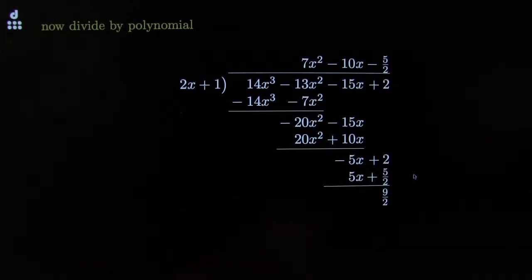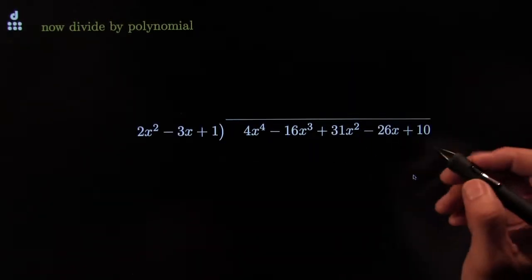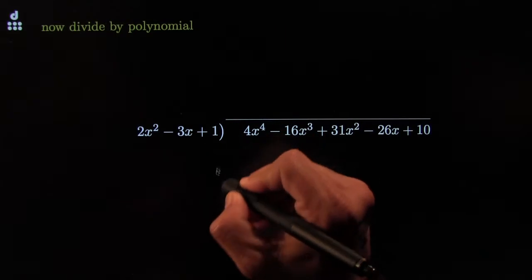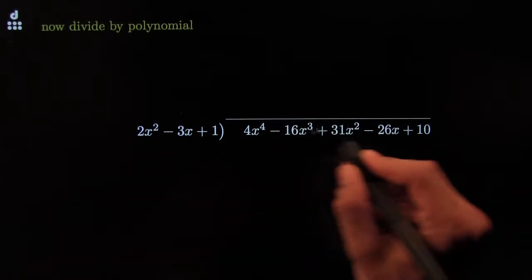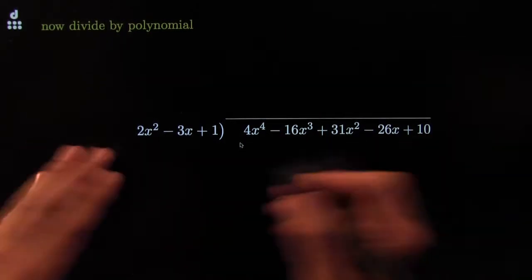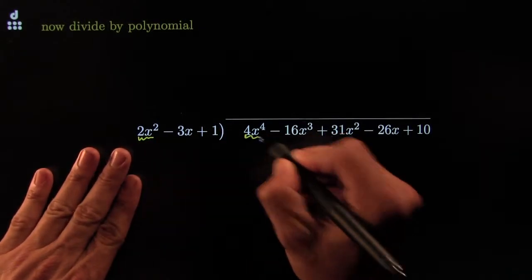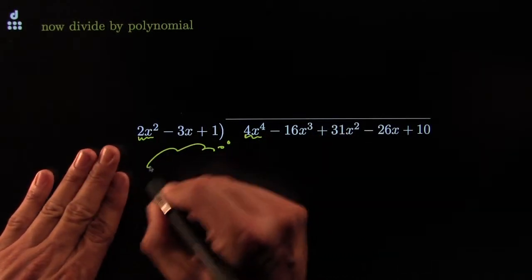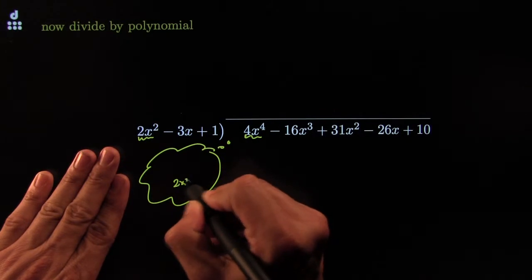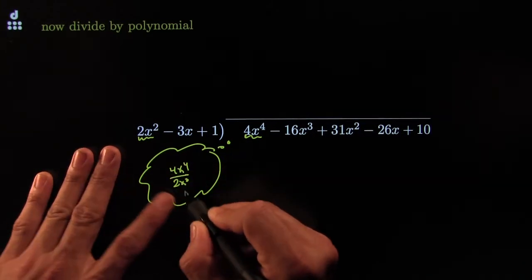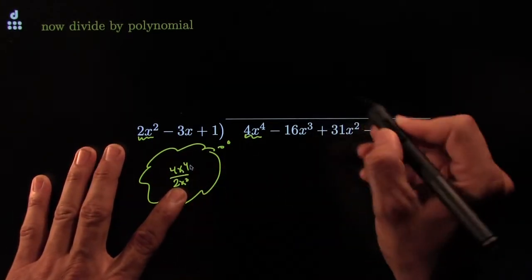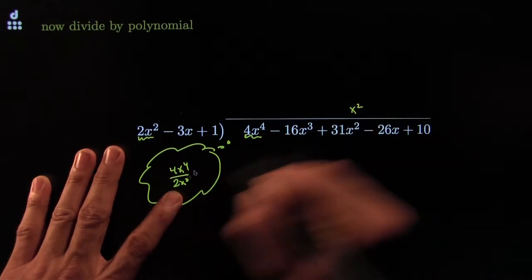Okay, let's try one more example. How about this one? This time we're dividing by a trinomial into some 1, 2, 3, 4, 5 terms. Doesn't matter. All you do is look at one piece at a time, the leading terms. And so here you would just try to focus, how many times will the 2x squared go into the 4x to the 4th? Well, the x squared goes in there x squared times, and the 4 goes into there 2 times.